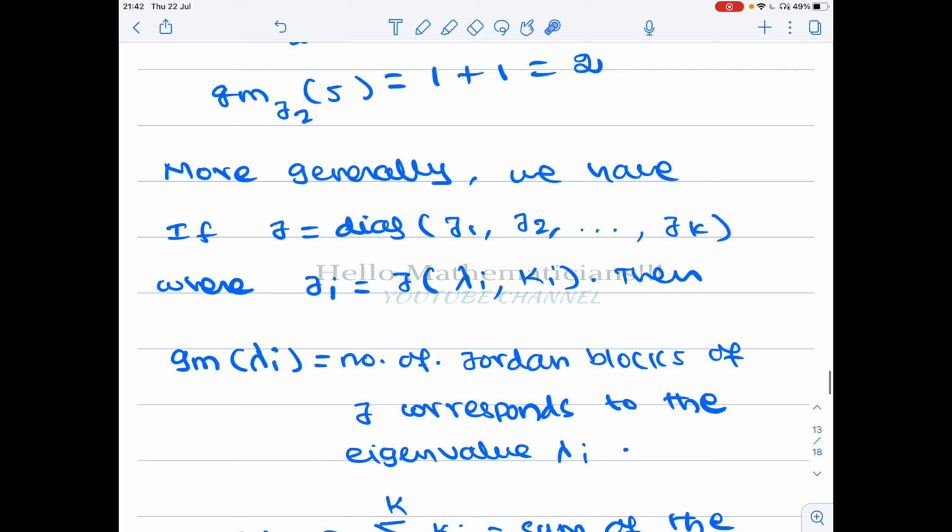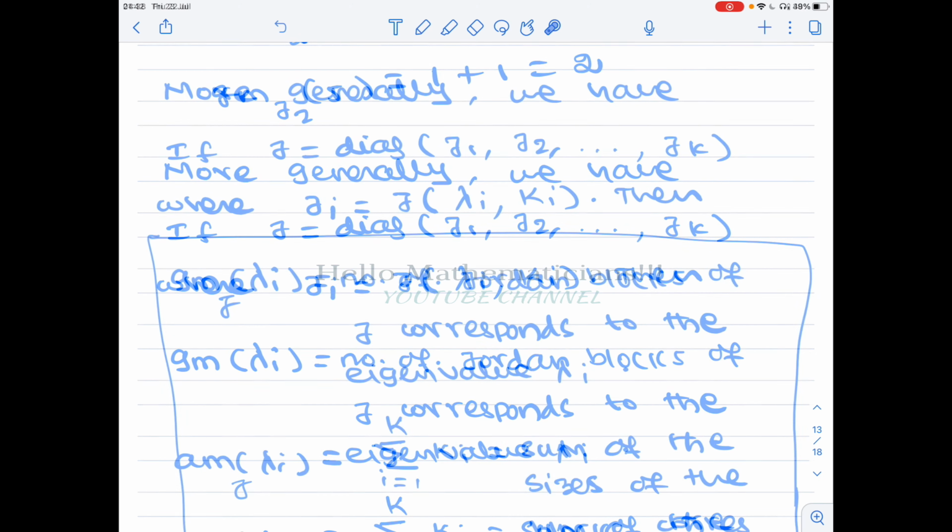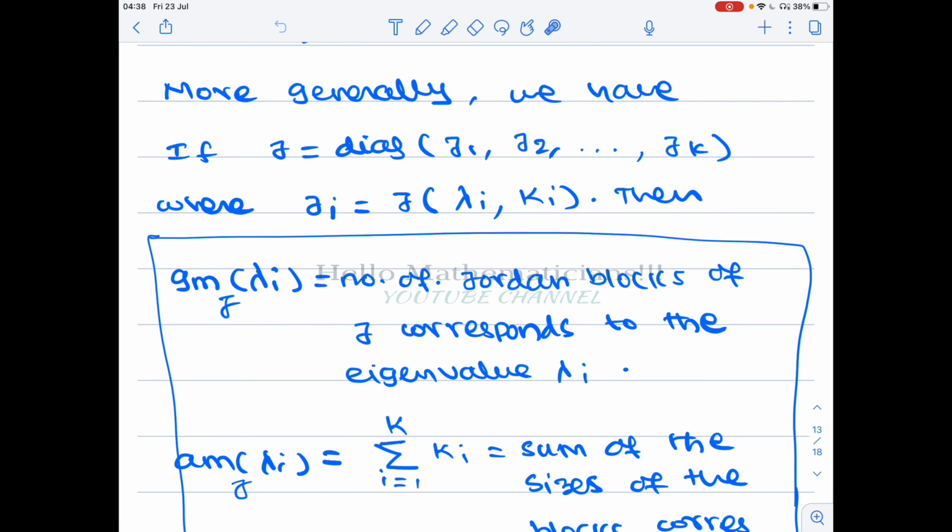Okay, so more generally, if J is a Jordan matrix, J equals a diagonal matrix with diagonal blocks that are Jordan blocks J1, J2, and so on up to Jk, where Ji is the Jordan block corresponding to the eigenvalue lambda i of size ki. We are not claiming that the lambda i's corresponding to different Ji's are distinct. For example, lambda 2 and lambda 5 could be equal. That is one thing to observe.